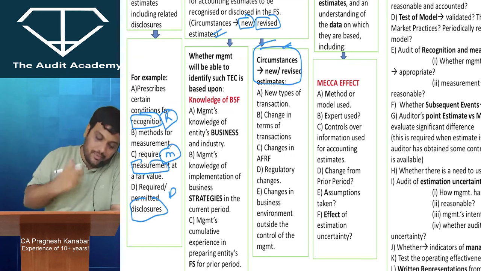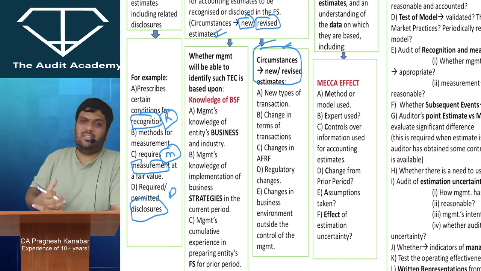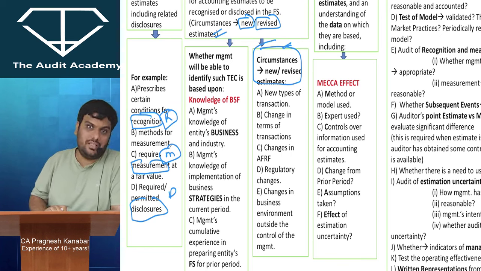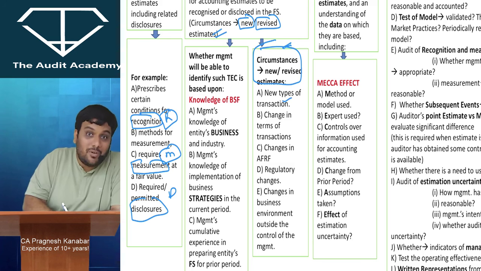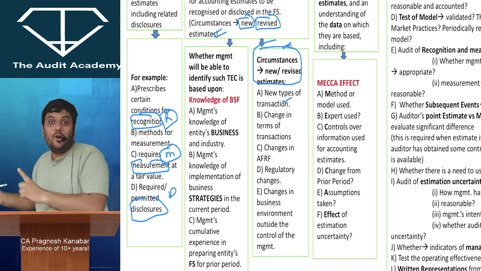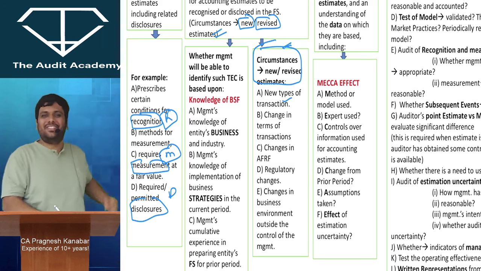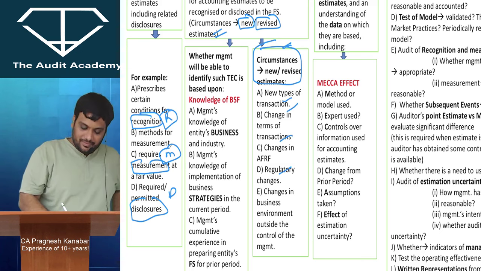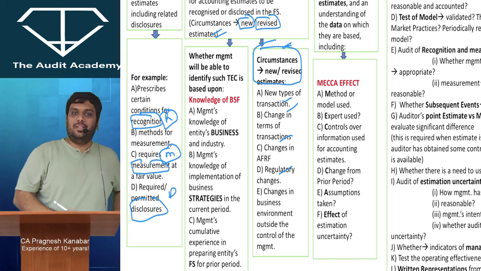The circumstances which may make you feel that there is a need for a new estimate or a need for revision in the existing estimate: if there is a new type of transaction, if there is a change in law, if there is a change in the AFRF, you get my point. If there is a change in the terms of the transaction, such kind of points.